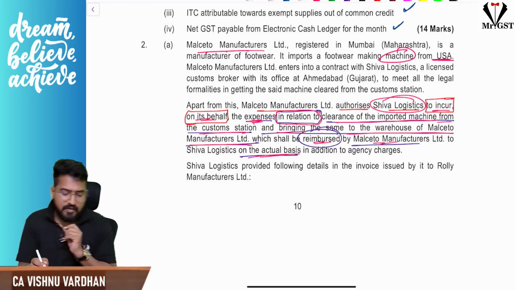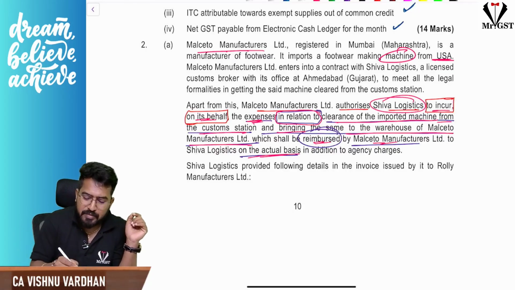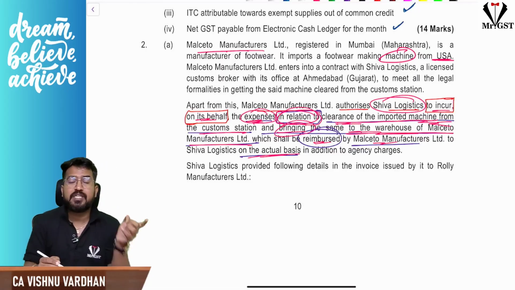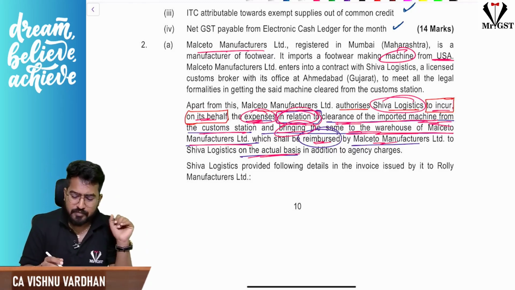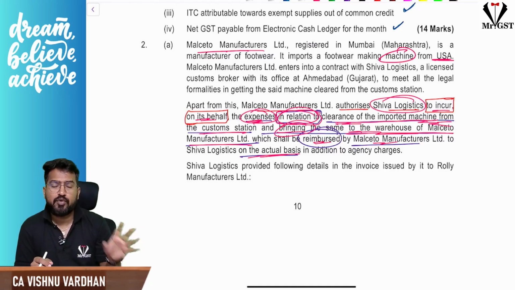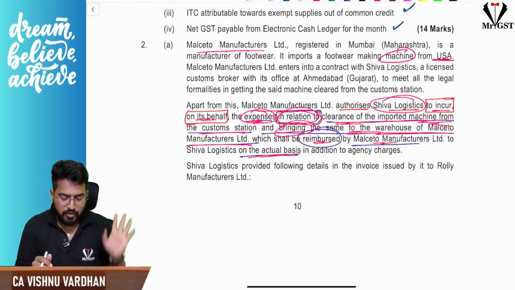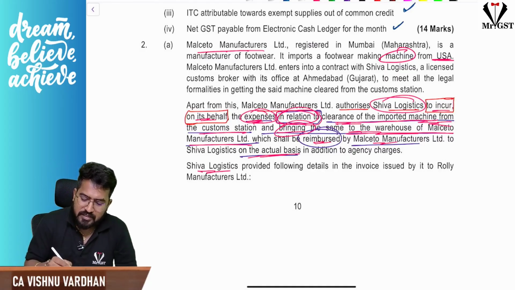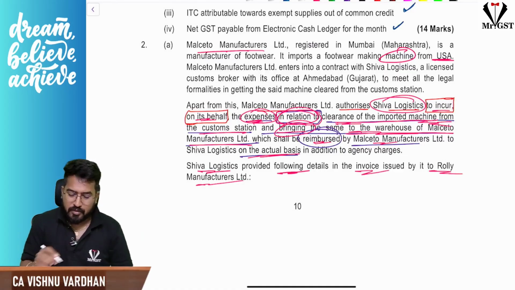Now these are the interesting words here. Whatever expenses relate to clearing the goods and bringing them to the warehouse can all be borne by the agent, who can incur them on his own, and that will be reimbursed by the company on an actual basis. Now Shiva Logistics, the agent who is clearing that machine, provides the following invoice to the manufacturers.